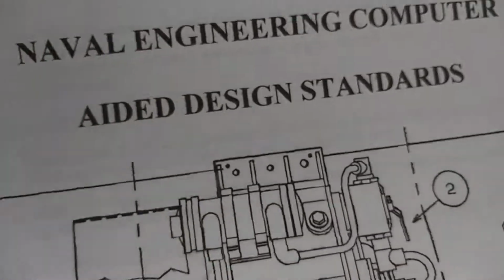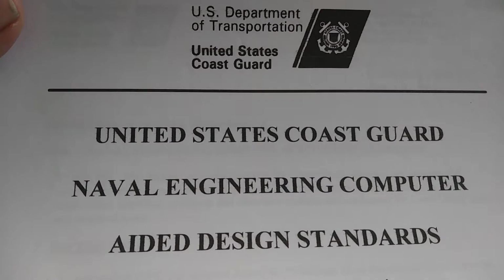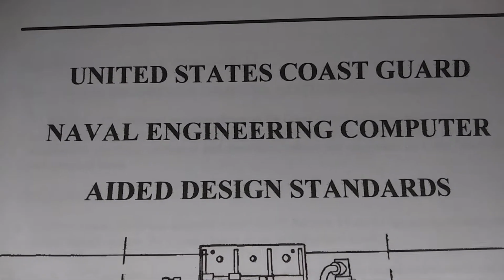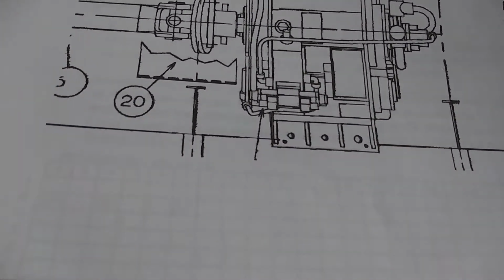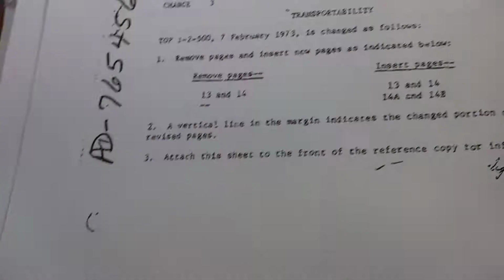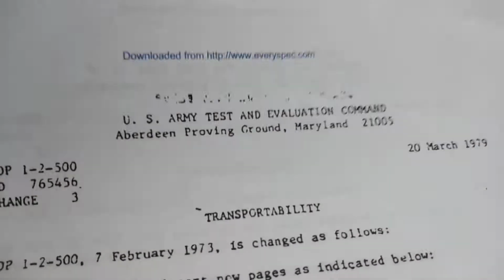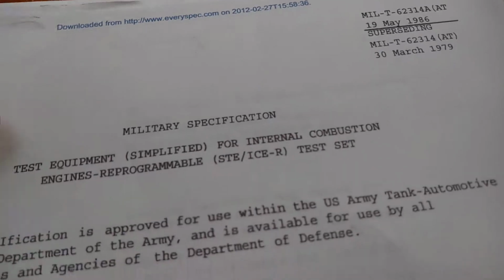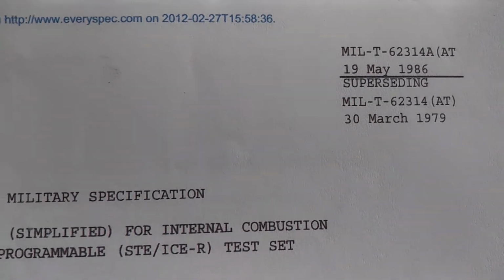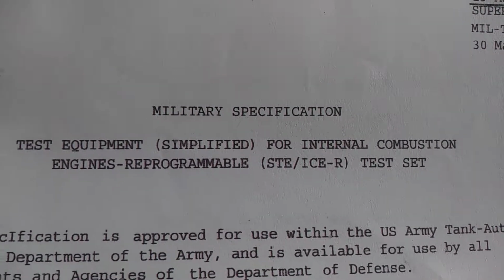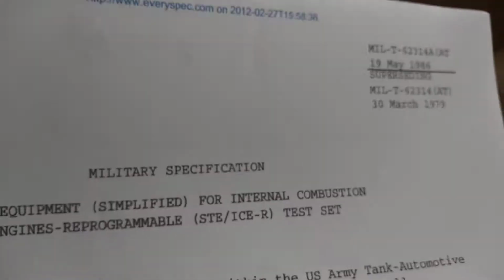All right, it comes with these more files. Also, you will get a U.S. Department of Transportation, U.S. Coast Guard, Naval Engineering Computer-Aided Design Standards. That's an engine to a boat or a locomotive, combat instruction. Your U.S. Aberdeen Test and Evaluation Proving Ground, to see if your stuff holds up. I draw some motors. I'm working on 3 different internal combustion engine motors. So we have military MIL-T-62314A.